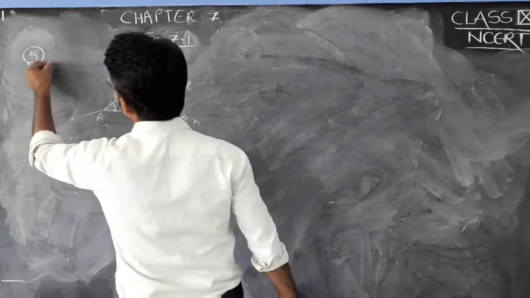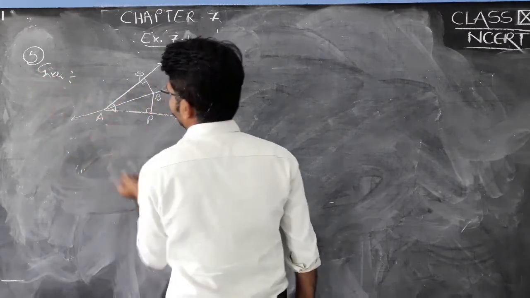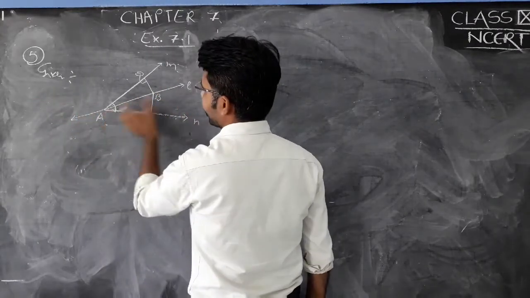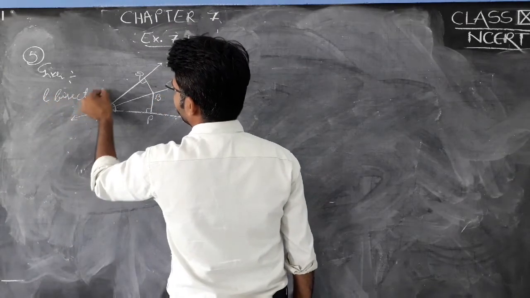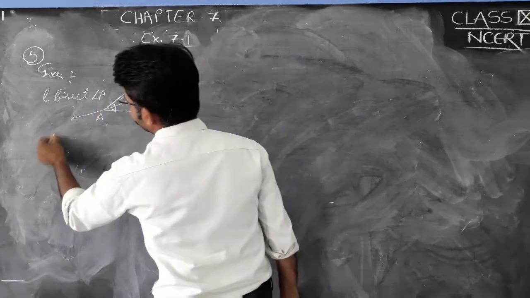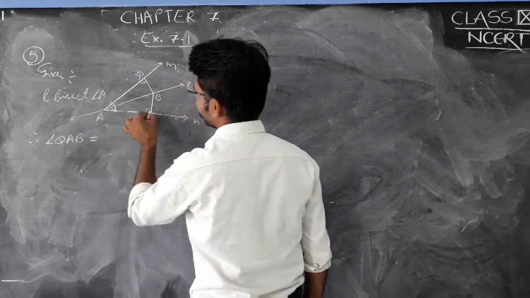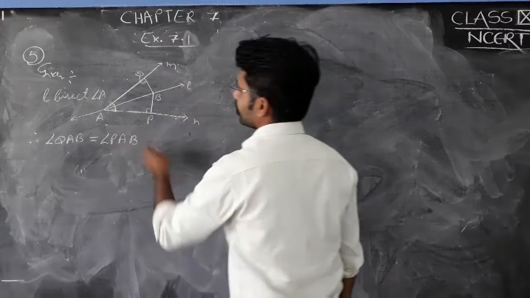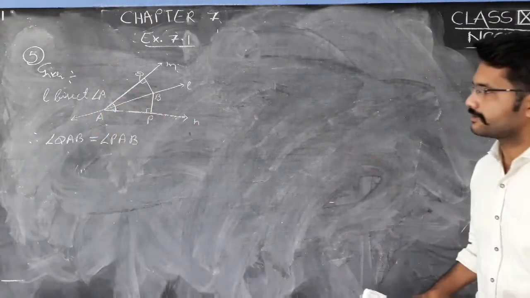So first we write whatever is given. What is given? First, line L bisects angle A, which means what? Angle QAB would be equal to angle PAB. Clear? If L bisects this angle, then these two angles will be equal.